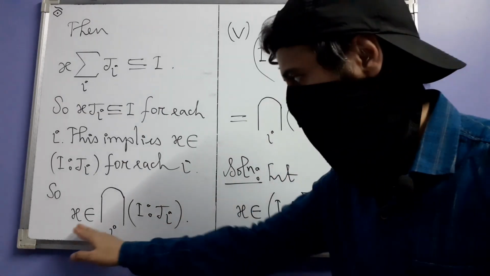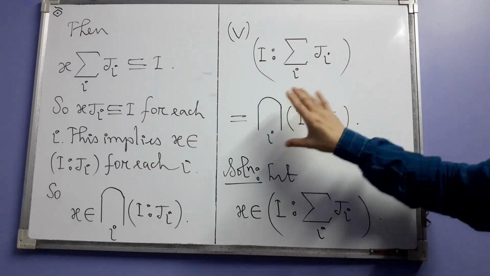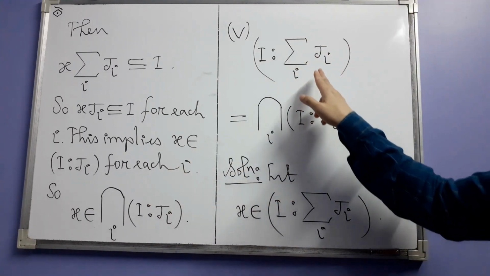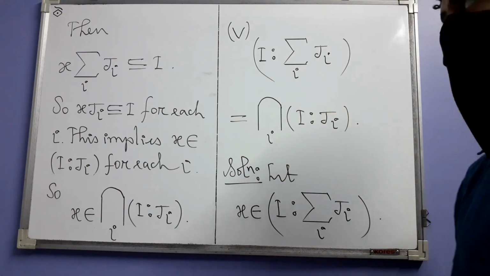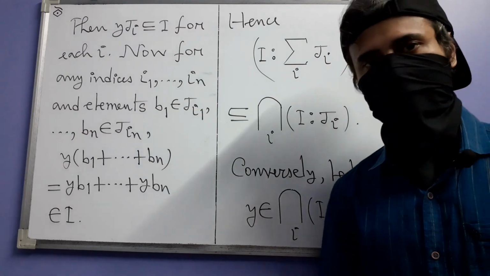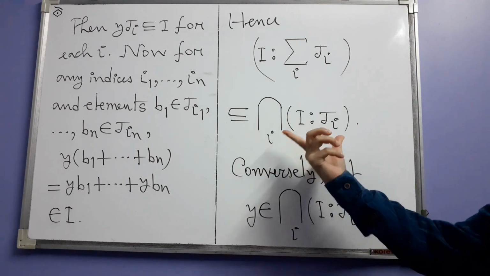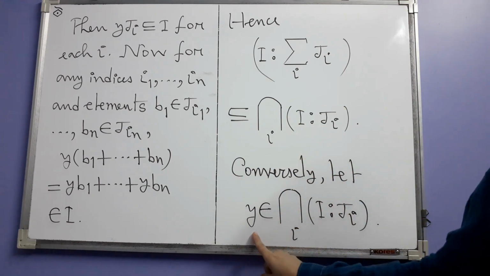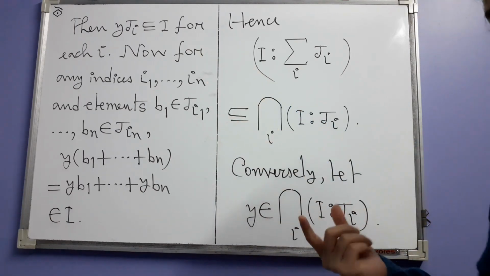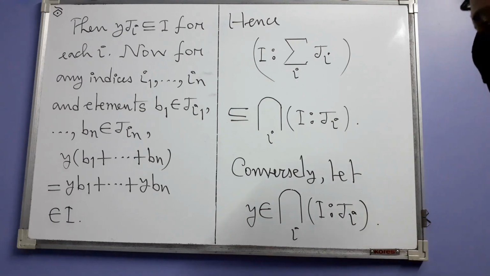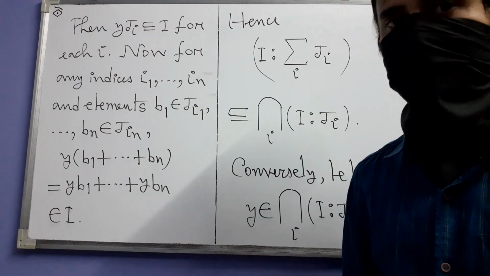And that's why x belongs to their intersection. So that way any element here is also present here. So we have proved that this is a subset of this. And then we will go for the reverse inclusion. Okay, so next we write the conclusion here that this is a subset of this. Conversely, we take an element here. Let that element be y. Then of course, y will belong to each such ideal quotient I colon J_i, and that is why yJ_i will be a subset of I for each i.